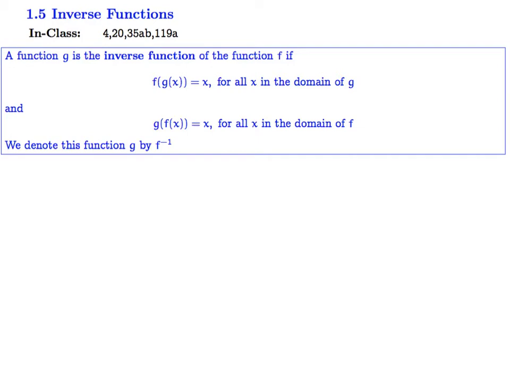Our technical definition is that a function g is the inverse function of the function f if f of g of x equals x for all x in the domain of g, and g of f of x equals x for all x in the domain of f. The key is that we compose our functions and get back x, exactly what we started with. That is, we put in our input and we get our input back when we compose them in both directions. Let's go ahead and see an example of this.